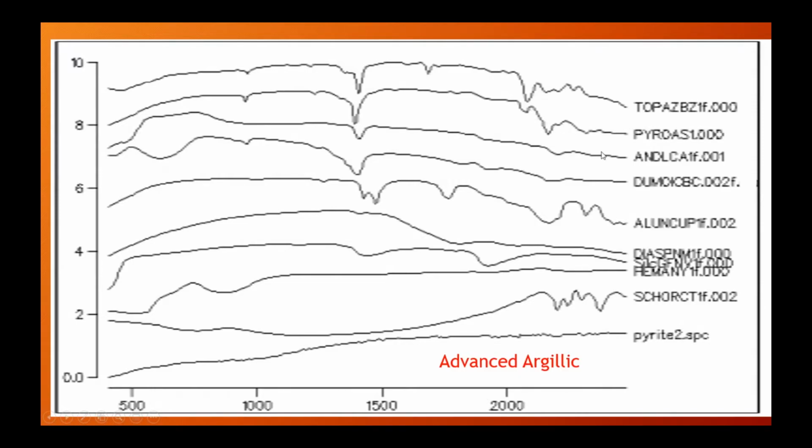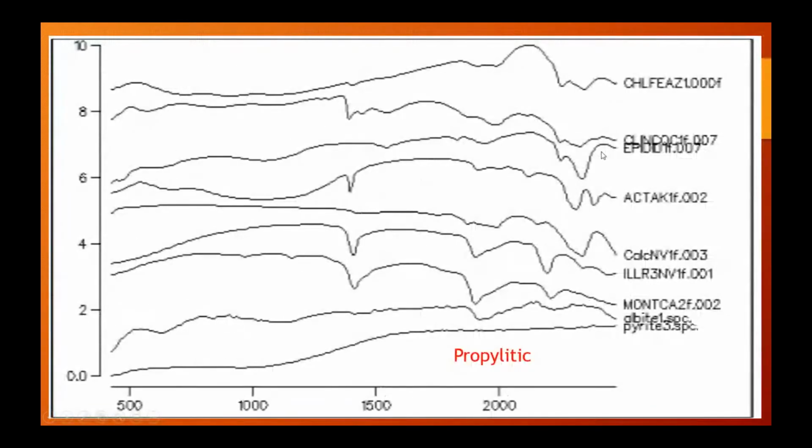Propylitic alteration. This forms the outermost alteration zones at intermediate to deep levels in the porphyry system. This one in particular can actually be mineralogically zoned from inner actinolite-rich to epidote-rich facies. So the chlorite, the epidote, albite, calcite, actinolite, illite, clay, and pyrite.